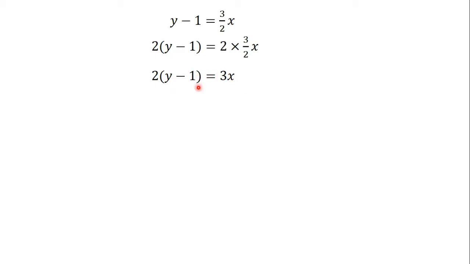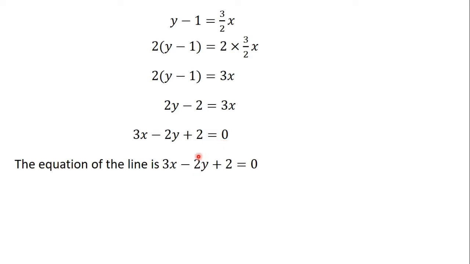We open the brackets and then we simplify. 2 times y will give us 2y. 2 times 1 will give us 2, but 1 here is minus, so 2 times minus 1 will give us minus 2. So we have 2y minus 2 is equal to 3x. I'll group all the terms on one side. So I will send 2y and minus 2 to the right hand side. And this will give us 3x minus 2y plus 2 is equal to 0. So the equation of the straight line is 3x minus 2y plus 2 is equal to 0.